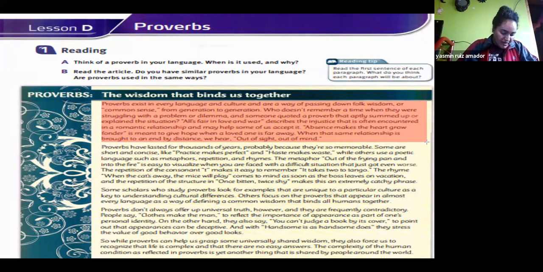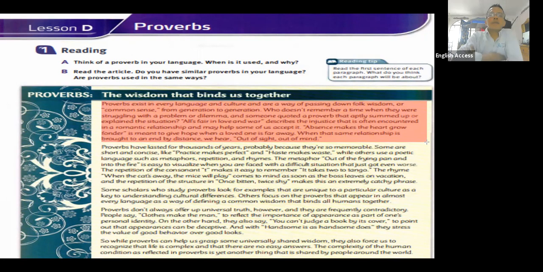All's fair in love and war describes the injustice that is often encountered in a romantic relationship and may help some of us accept it. Absence makes the heart grow fonder. It's meant to give hope when a loved one is far away. When that same relationship is brought to an end by distance, we hear out of sight, out of mind.